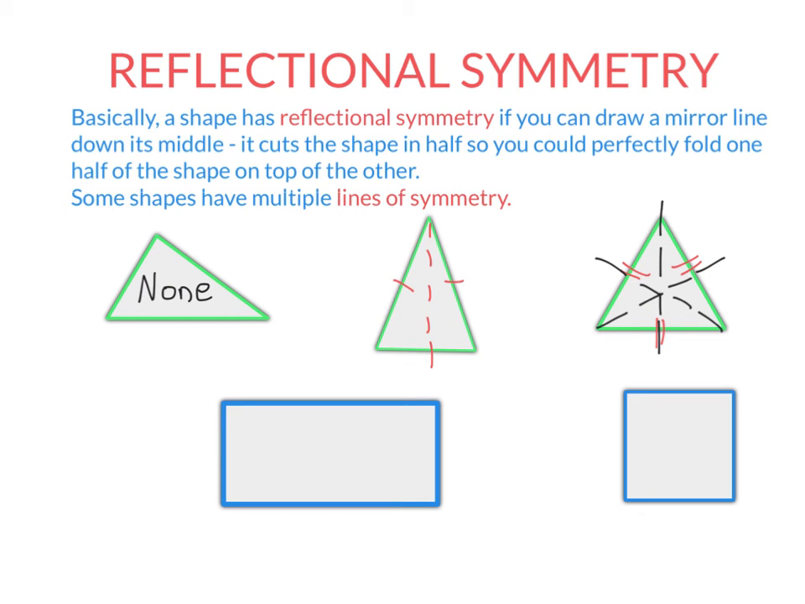So let's look at some quadrilaterals. So this one here is a rectangle. And contrary to what a lot of people think, a rectangle only has two lines of symmetry, one here and one here. This diagonal line here is not a line of symmetry, so I'm going to rub it out.